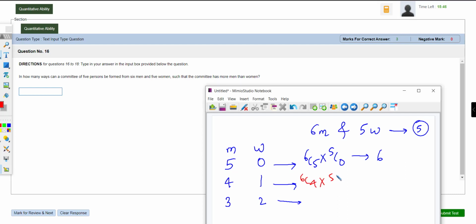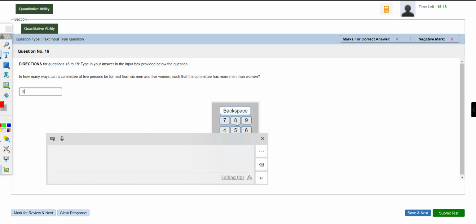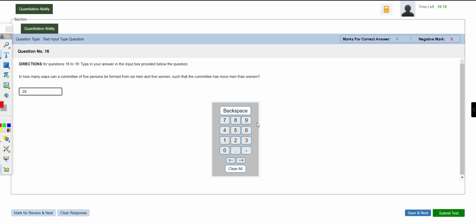Now the next is 6C4 into 5C1. This is going to be how much? 6C4 is 6 into 5 divided by 2, that is 15, into 5, that is equal to 75. Over here 6C3 into 5C2. 6C3 is 20, into 10, that is equal to 200. So the answer is going to be the addition of 75, 200 and 6, that is 281. Let's mark 281 and let's move ahead.